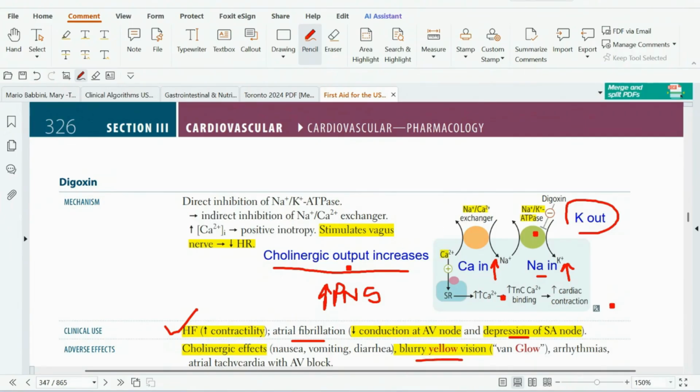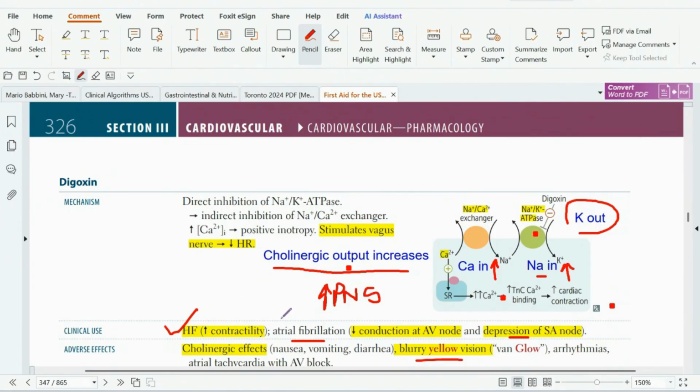Okay. Within heart failure, if you give someone digoxin, it will end up increasing their contractility. It will increase the slope of the PV loop. You remember that thing that we talked about? It will increase the cardiac output. So one of the main drugs that's used for heart failure therapy is digoxin.